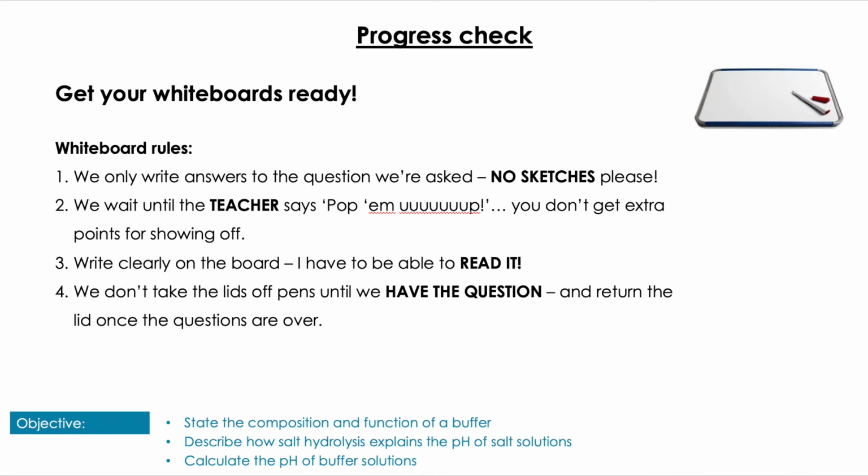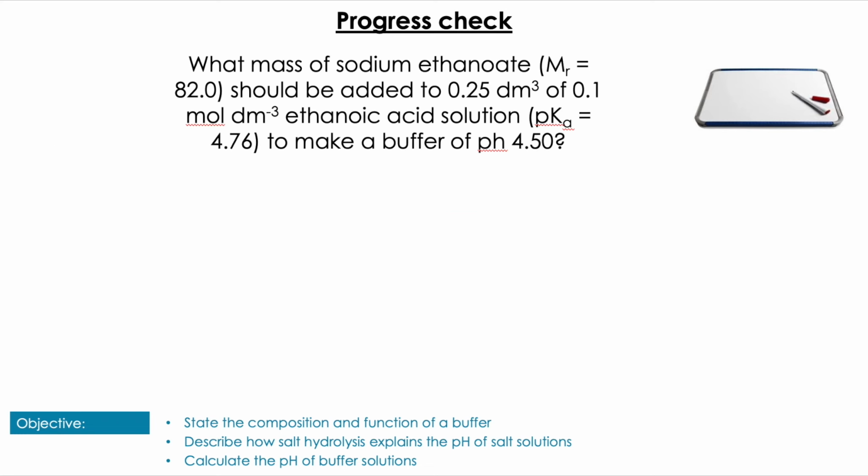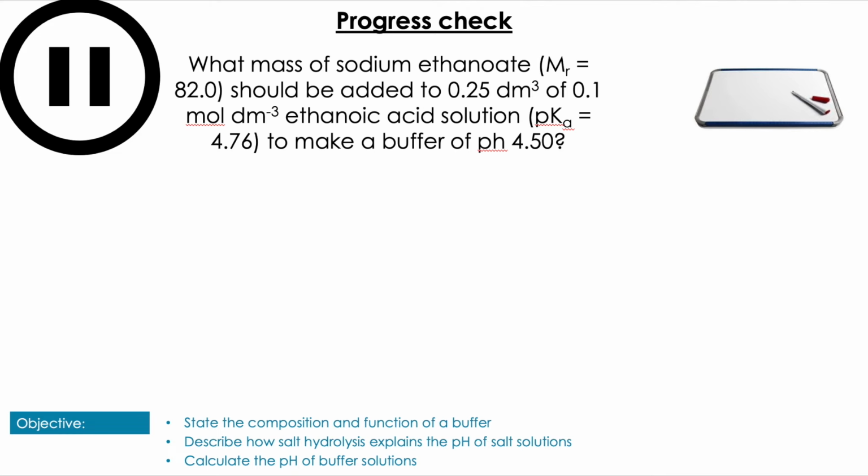You should know by now, ain't nothing to it but to do it. So let's get you doing a question. What mass of sodium ethanoate should be added to 0.25 decimeters cubed of 0.1 mole per decimeter cubed ethanoic acid solution to make a buffer pH of 4.5? Pause the video here to take as long as you need.